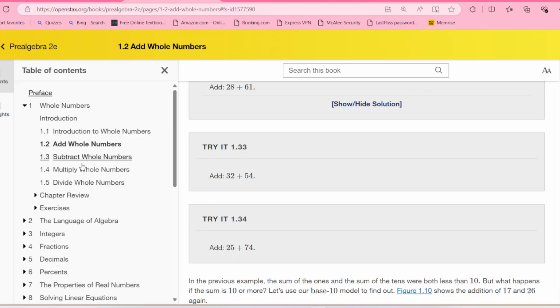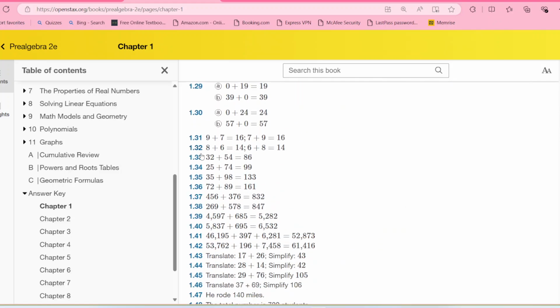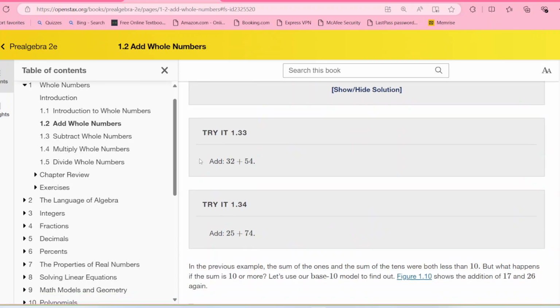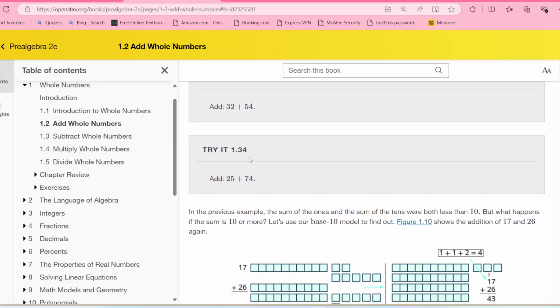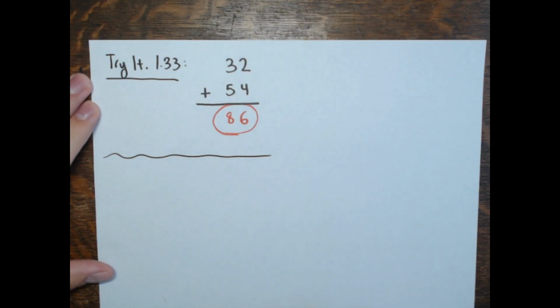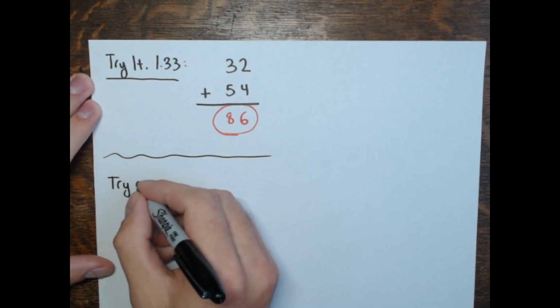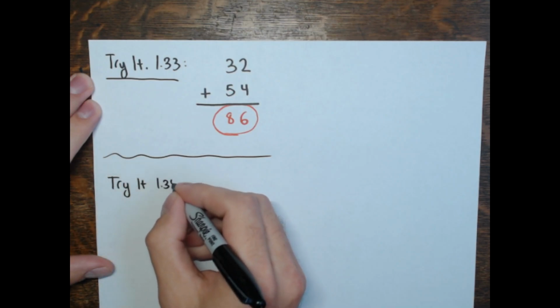Once again, I'll check it out. All right, go to the answer key, chapter 1, try it 1.33. And we get 86. 32 plus 54. Excellent. All right, so then back here, try it 1.34, very similar, where we're stacking these up vertically, right? Lining up place values vertically. So try it 1.34.